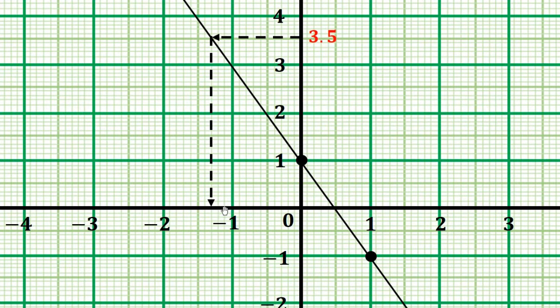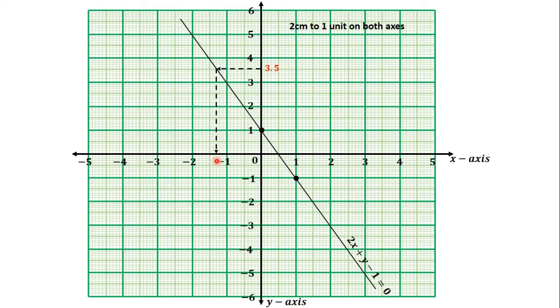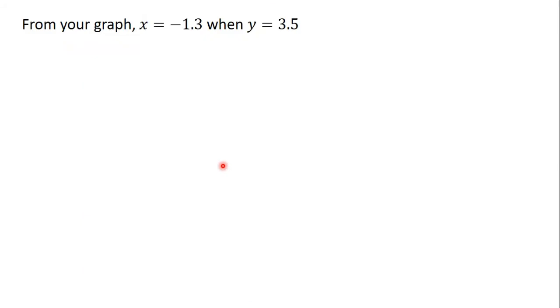So from -1, the first division will give us -1.1. The second division will give us -1.2, and the third division will give us -1.3. So on the x-axis, the point falls on -1.3. This means that when y is equal to 3.5, x is equal to -1.3. So from the graph, when y is equal to 3.5, x is equal to -1.3.